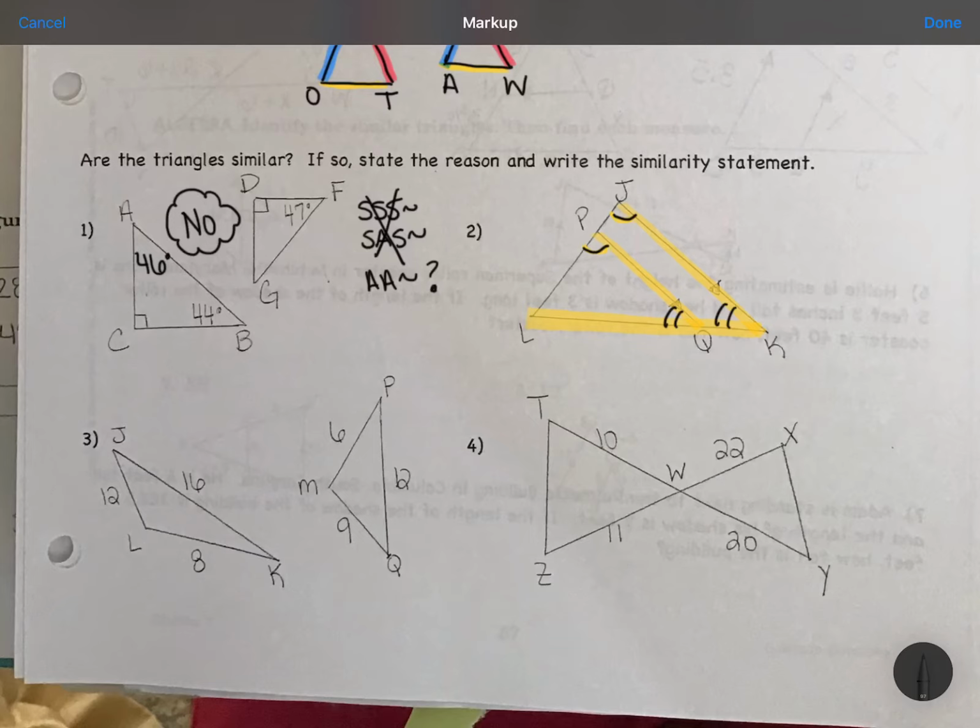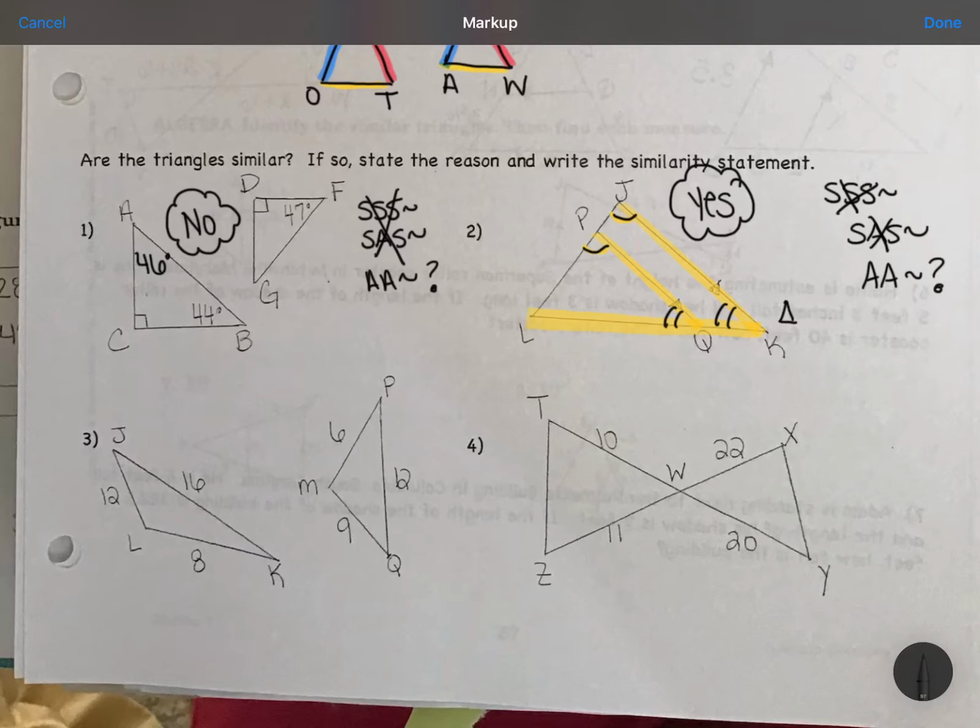So again, I didn't have any sides, so I wouldn't even ask myself if it was side, side, side, or side, angle, side, because they didn't give me side lengths. So we just wanted to know, could we show two angles of the triangle are congruent? And the answer is yes, because of corresponding angles. I have 2 pairs of corresponding angles, so yes, my triangles are similar.